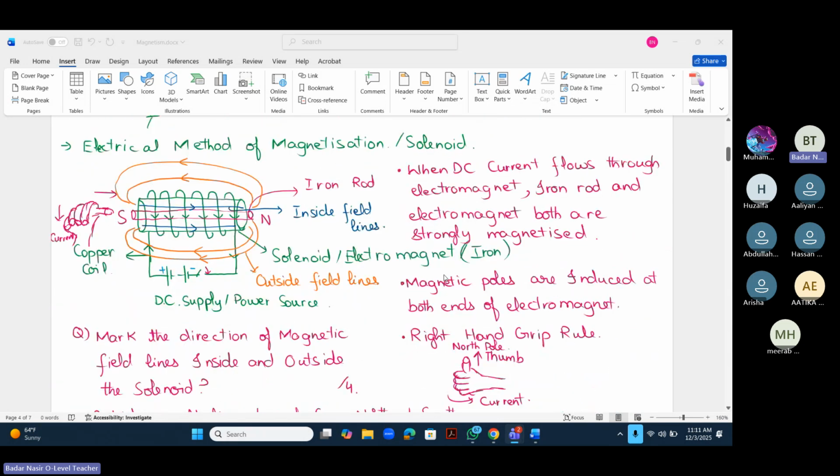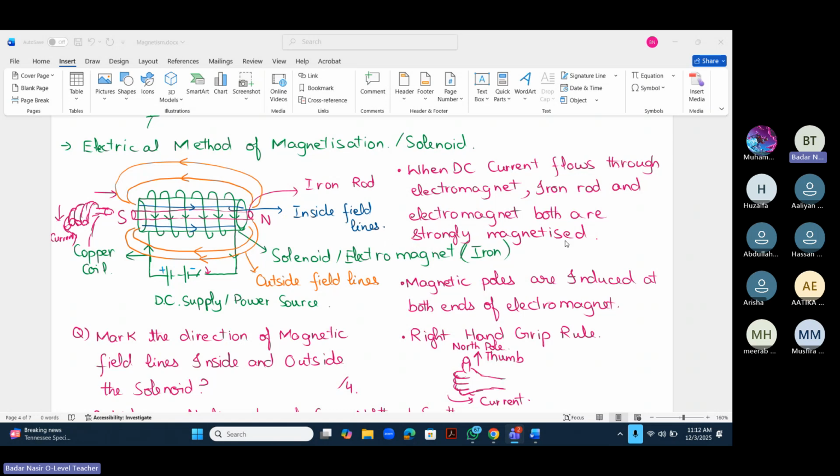Okay, then we talked about the electrical method of magnetization, which we call a solenoid, or we also call it an electromagnet. So you can see that around this solenoid, we wind a coil, okay? And we connect it to a battery and a switch. When you turn on the switch, what will happen as the current passes through the coil? The solenoid and the iron rod inside are strongly magnetized.